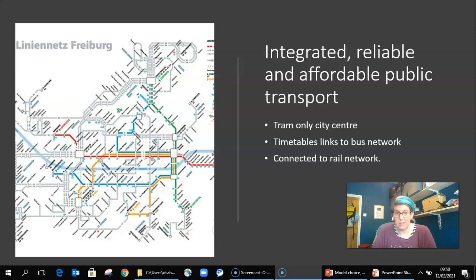So trams only in the city centre. Those link up to bus networks. They are connected by the timetable. They have a single ticketing system that's quite heavily subsidised, and they also physically connect to the rail network as well. So you can arrange your travel very easily, and you're going to know that all the elements connect up and will run smoothly. And that combined with making it difficult to drive makes this transport infrastructure very sustainable, very well used, even though it's quite heavily subsidised.